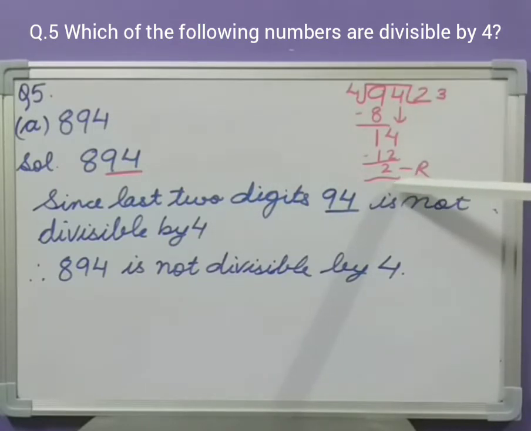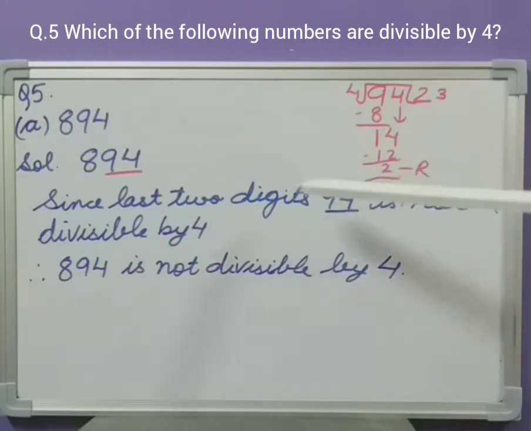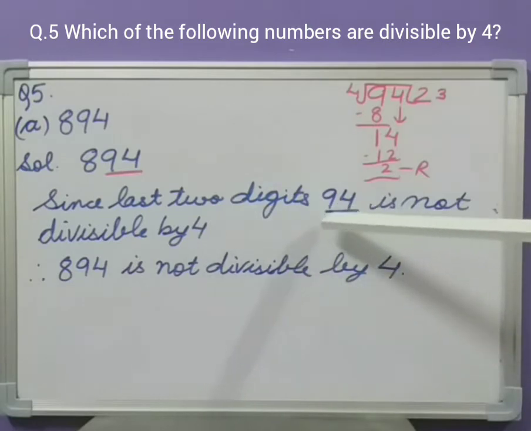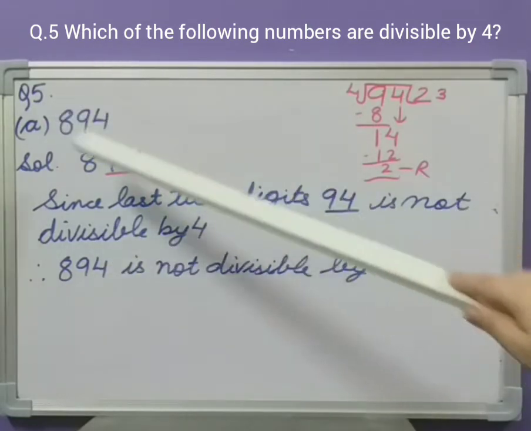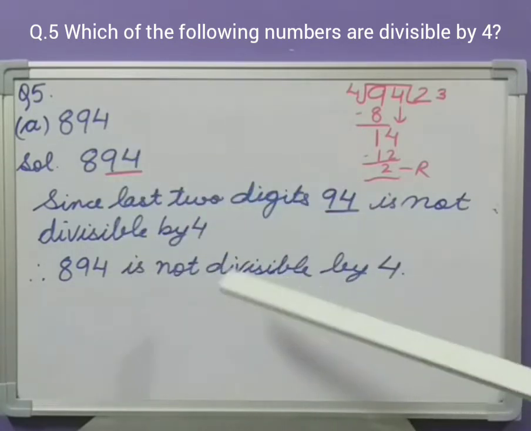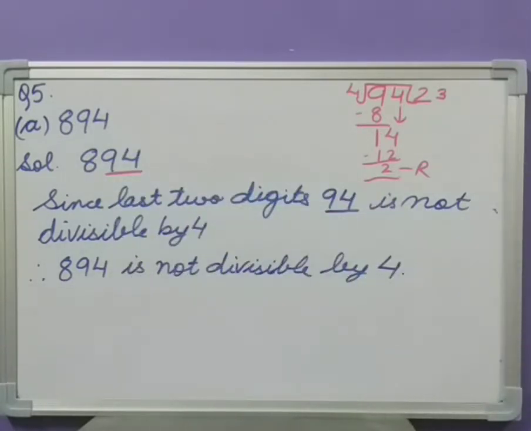That means it is not divisible by 4. It is not 0 here. So, it is not divisible by 4. Since the last 2 digits, that is 94, is not divisible by 4, therefore, the whole number 894 is not divisible by 4.